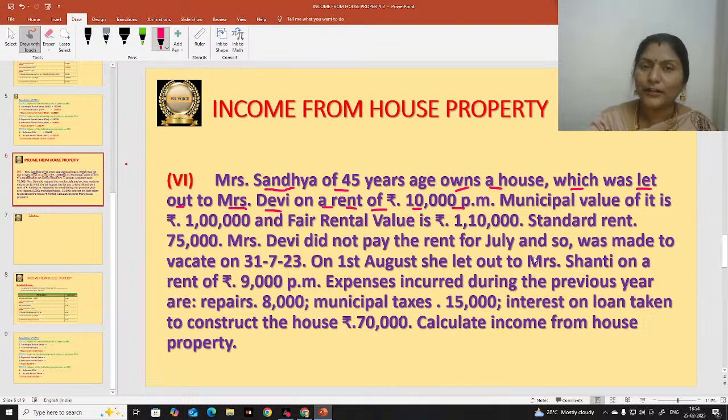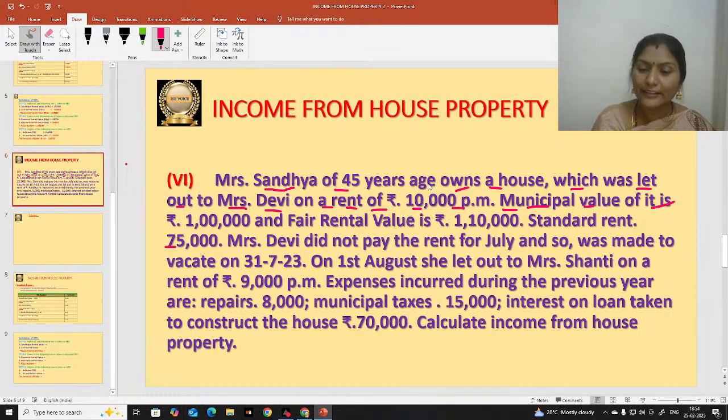And let me read the complete question, then we will go and record the information. Municipal value means MRV, municipal rental value. So municipal rental value of it is 75,000. Here they did not mention whether the municipal valuation is for 1 month or for 1 year. Then we can take it as for 1 year. Whenever nothing is mentioned in the question whether it is for 1 month or 1 year, we can assume that it is for 1 year.